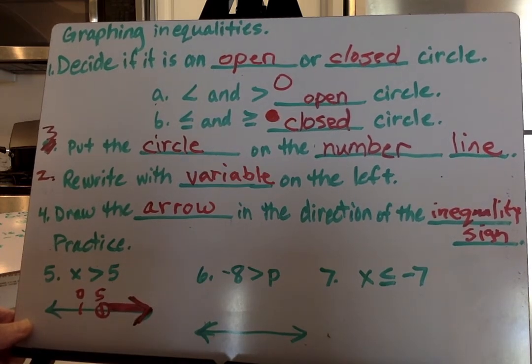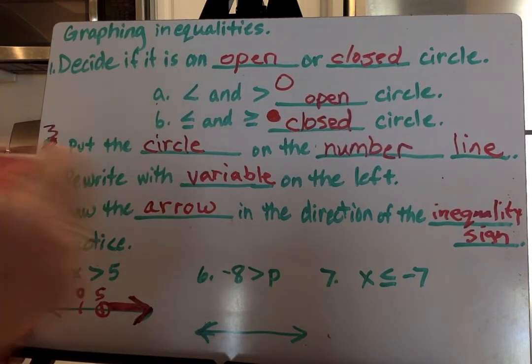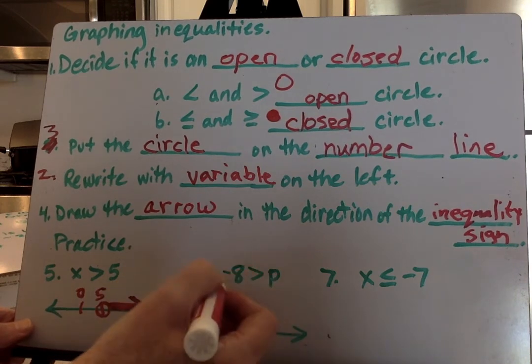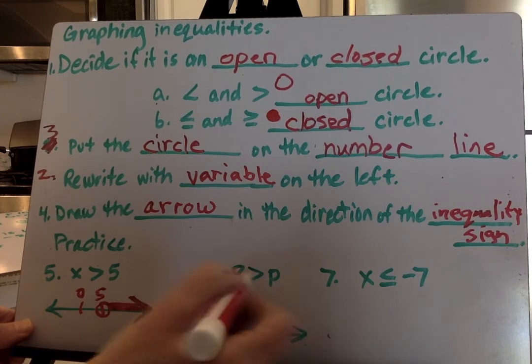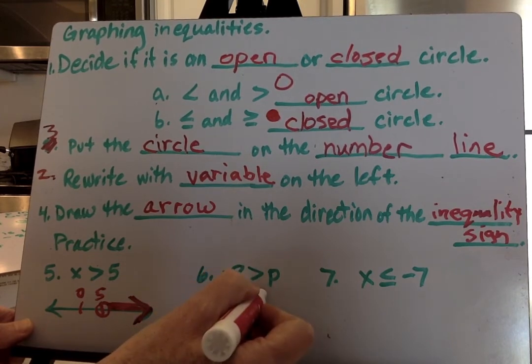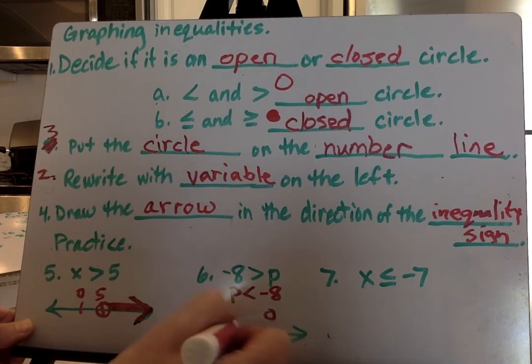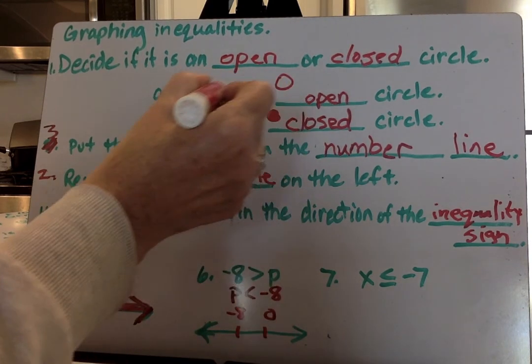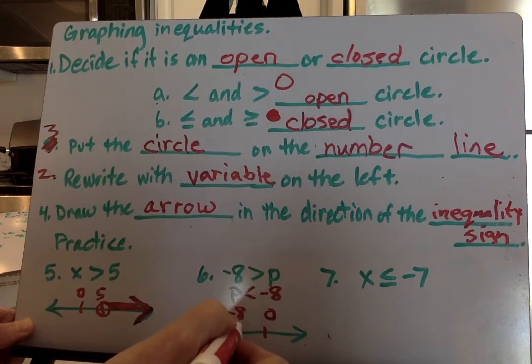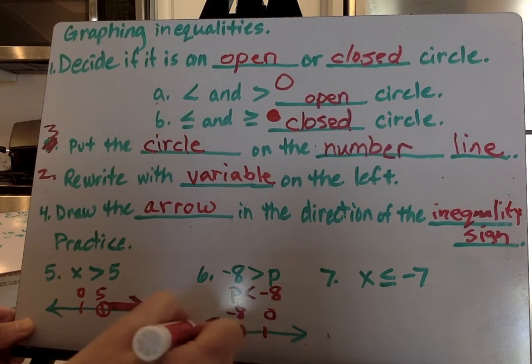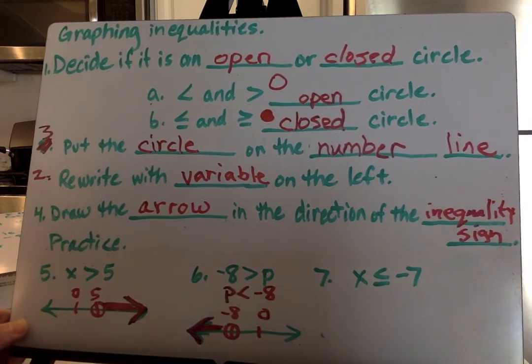Okay. Next, I go on to number 6. Oh, the variable's not on the left side, so I have to switch it. So I'm going to move P over to this side. I have to switch it that direction. I still leave it -8 there. So I'm going to put 0 over there, -8. Right there, less than, again, less ink, so it's going to be an open circle at -8. And it points to the left now, so I make sure I go this direction. Then I go on to number 7.